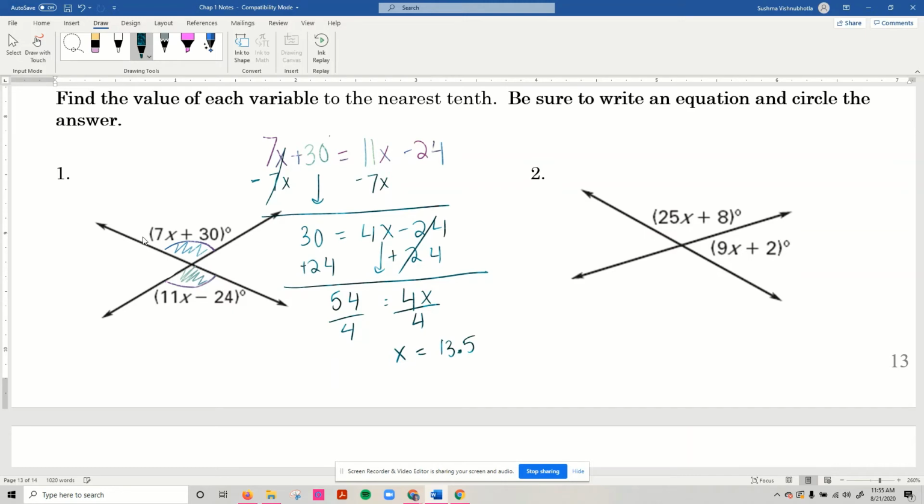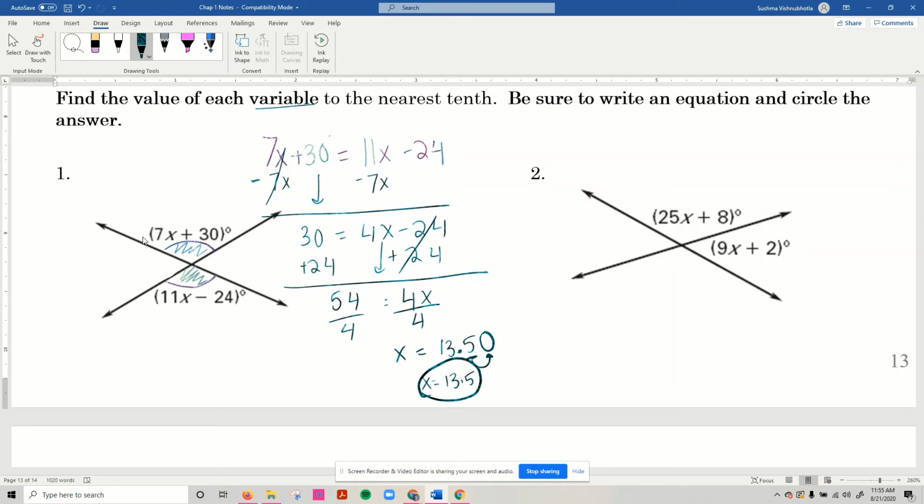Okay. Now, you can't really round this, because if we're rounding to the nearest 10th, this is the number I want to change. So I look at the number next to it. And if there's nothing, there's a 0, so it stays. So x is equal to 13.5. And it says find the value of each variable, so you don't have to find the degree here, just x.